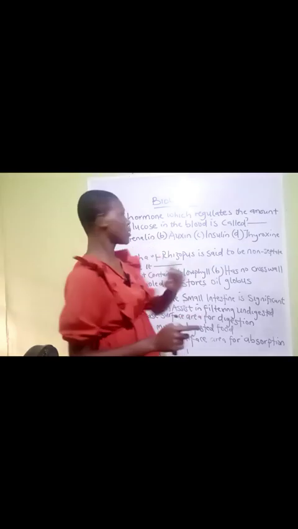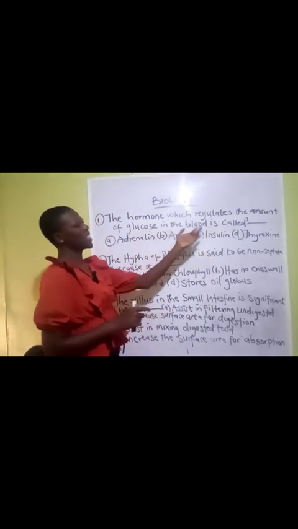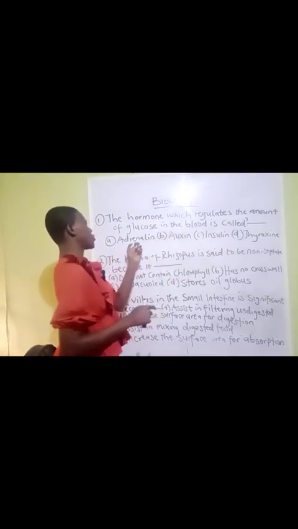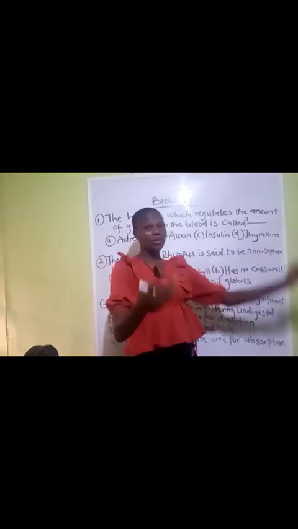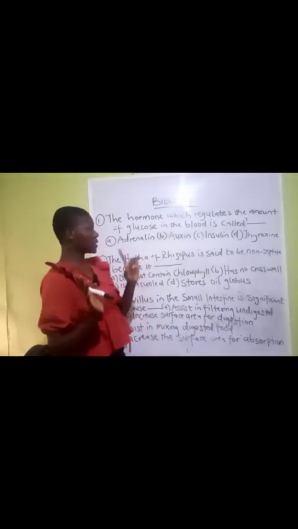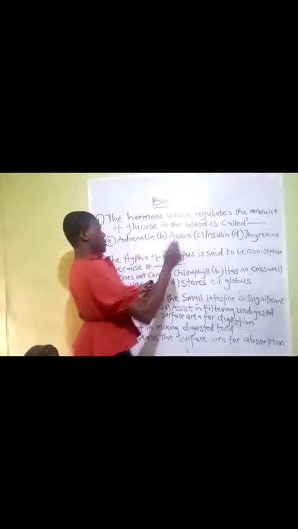Now, the first question says the hormone which regulates the amount of glucose in the blood is called: A. Adrenaline, B. Auxin, C. Insulin, D. Thyroxine. Now, how do we get the answer? Just remove the ones that are not part of it. Let me start with auxin.